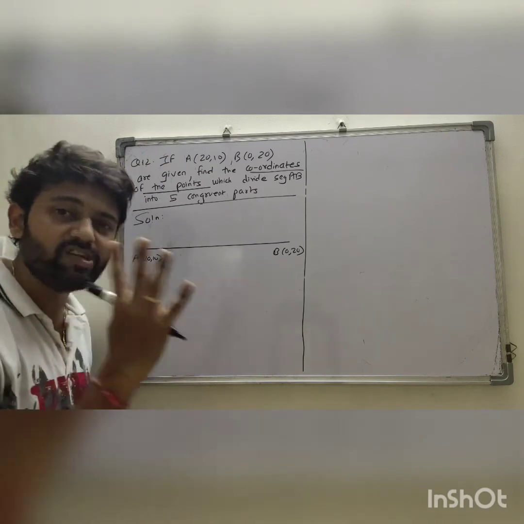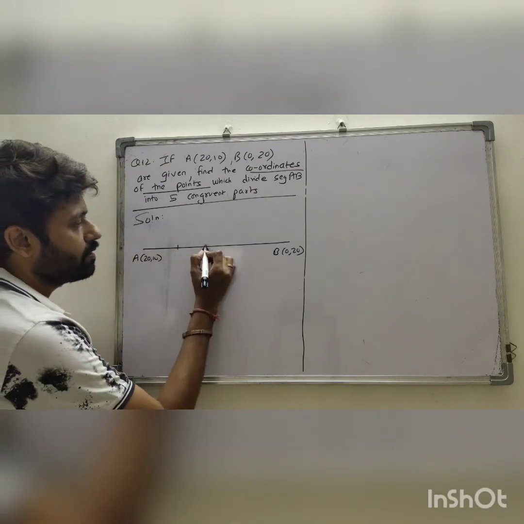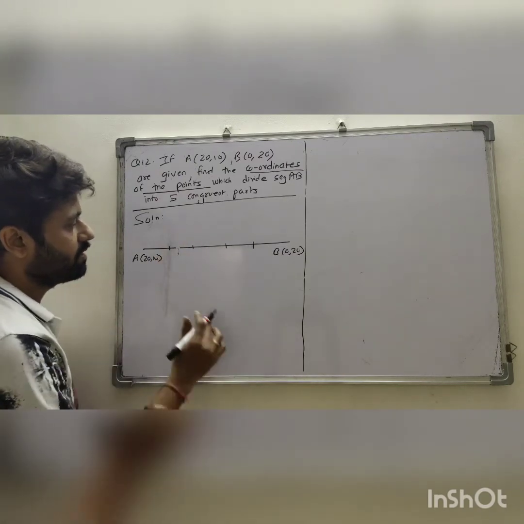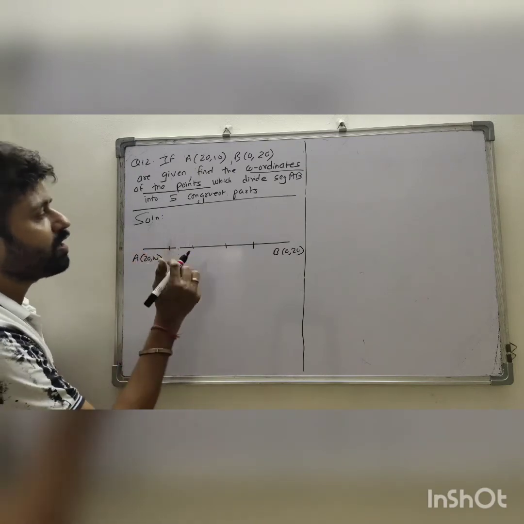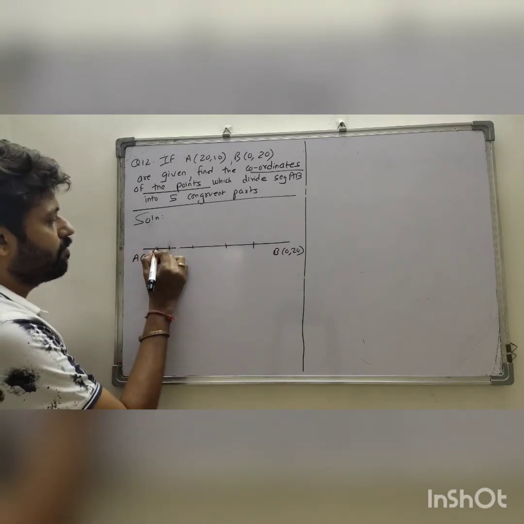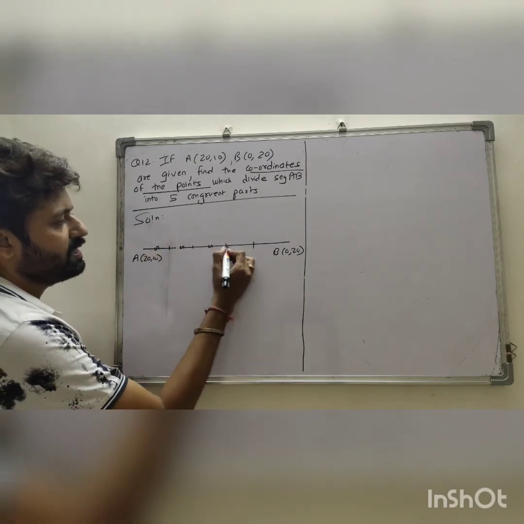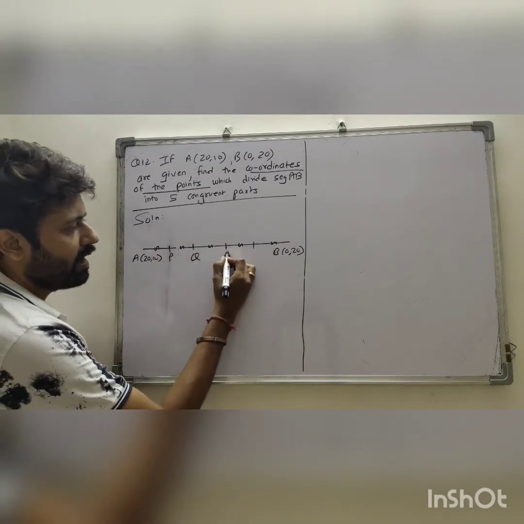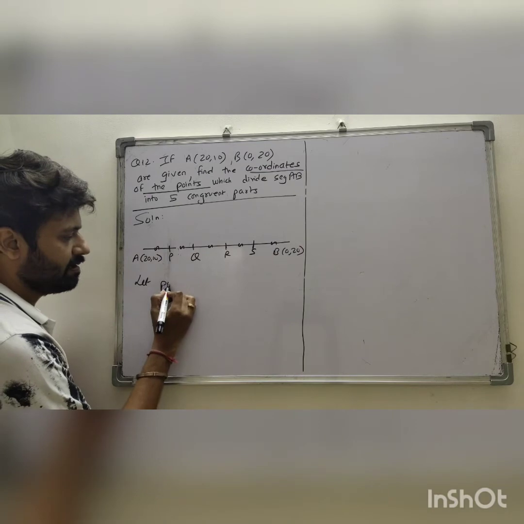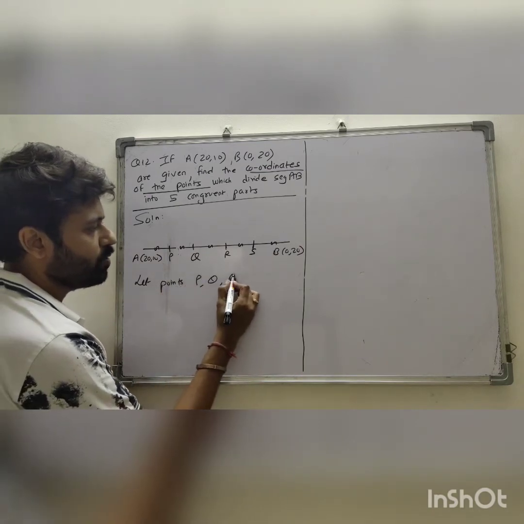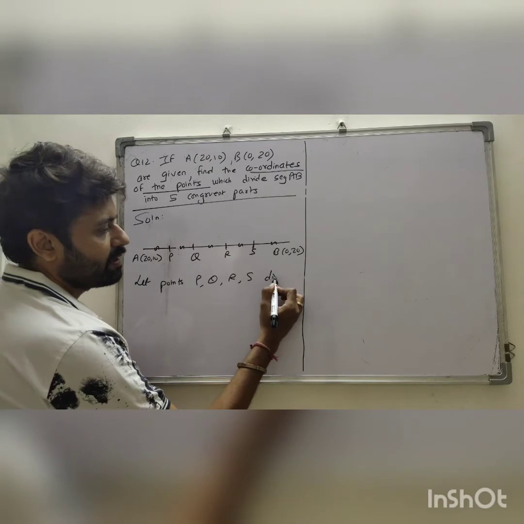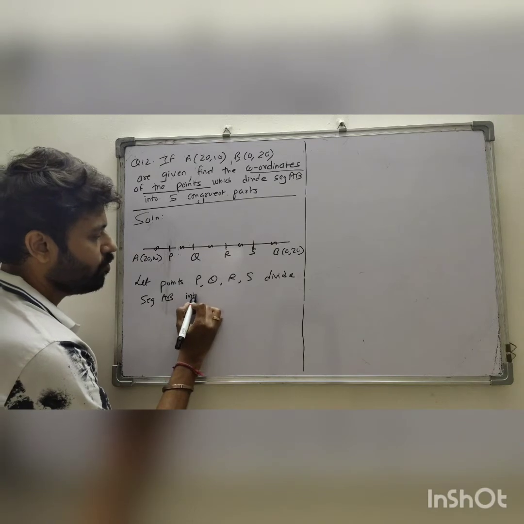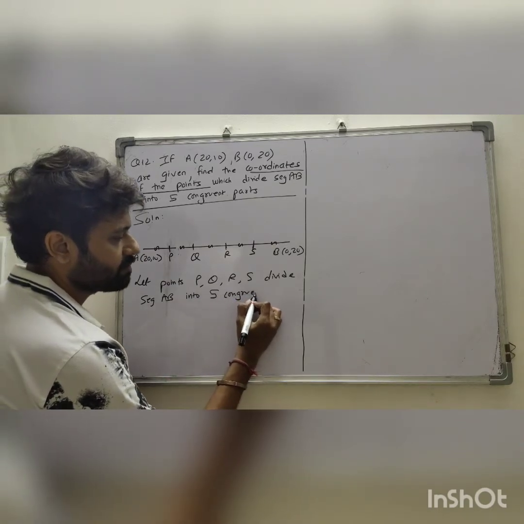For 5 equal parts, only 4 points are needed. 1, 2, 3, 4. These 4 points will divide into 5 congruent parts. See, 1, 2, 3, 4, 5. P, Q, R, S. Let points P, Q, R, S divide segment AB into 5 congruent parts.